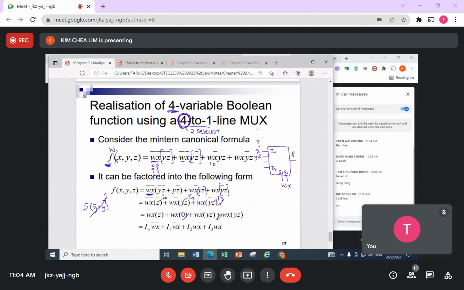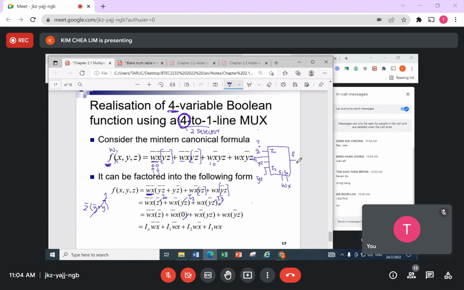Okay, and sorry, I made a mistake. The second one is a 0. Second one I connect to ground, because it's a 0. All right, third one I connect to Y bar with my Z. Fourth one, I connect to Y bar and with my Z.